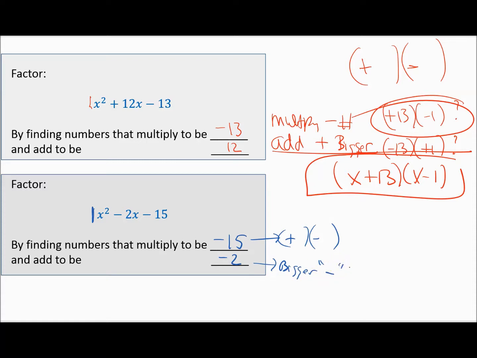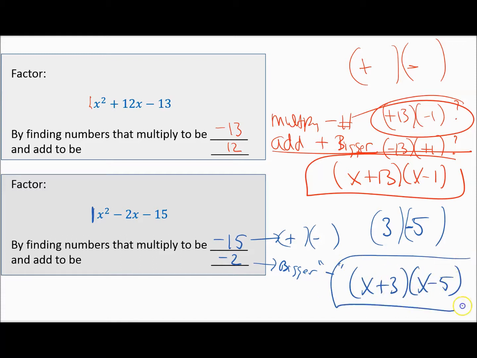So think about the things that multiply to be 15. First that comes to mind is probably 3 and 5. We know one's positive, one's negative. But since the bigger one has to be negative, that's going to be a negative 5 and a positive 3. So we're going to say our answer is x plus 3 times x minus 5. And it would have been perfectly okay to write that as x minus 5 times x plus 3. It doesn't matter which factor you put first. What matters is you have the right sign in front of the correct number.